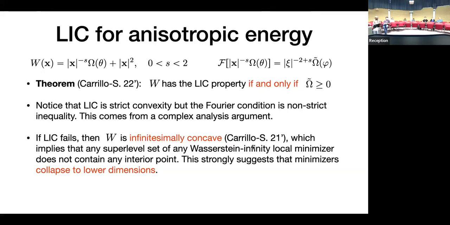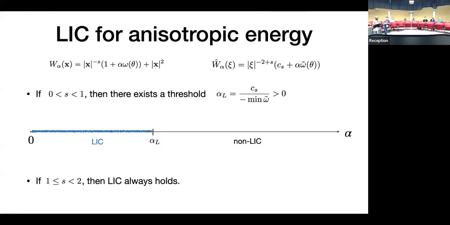So this is basically suggesting that the energy minimizer has to collapse into lower dimensions. So basically the information here is that either you are in a nice situation where you have uniqueness of energy minimizer, or it has to collapse into lower dimensions. If you look at some potentials like that with a parameter alpha and angular profile little omega, then we can separate into two different cases.